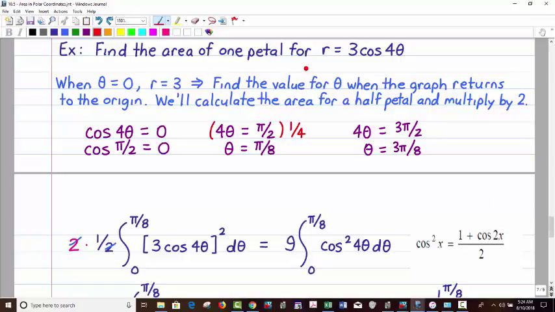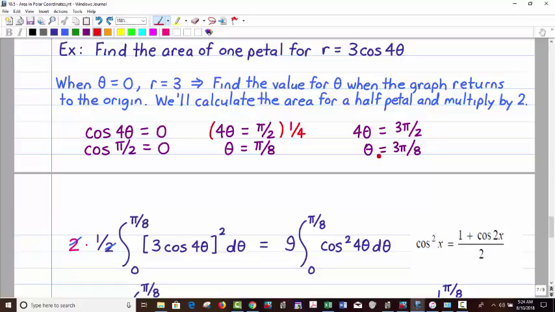So find the area of one petal for r equals 3 cos theta. So I'm going to start with 0. And I'm mentioning that the radius is 3 here, which I'm not sure why I didn't mention that, but that's not critical. So I want to figure out where it gets back to the origin and completes that half petal. So I got it written this way. So cosine of 4 theta, I want to know when that equals 0. And I know that will happen at pi over 2. So cosine of pi over 2 equals 0. Therefore, 4 theta equals pi over 2, and theta will be pi over 8.